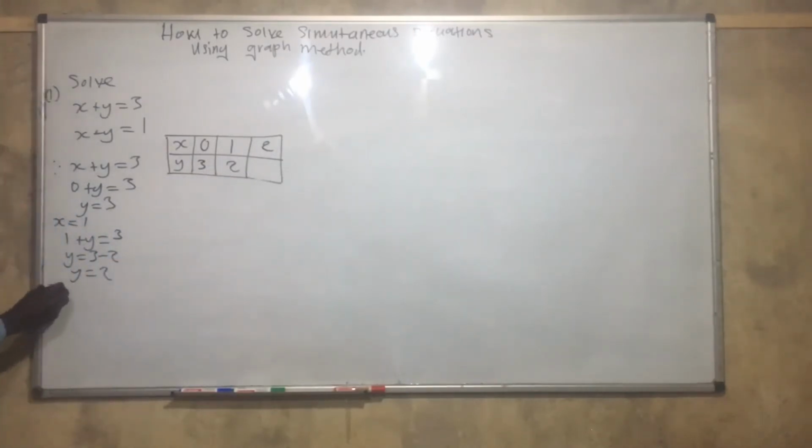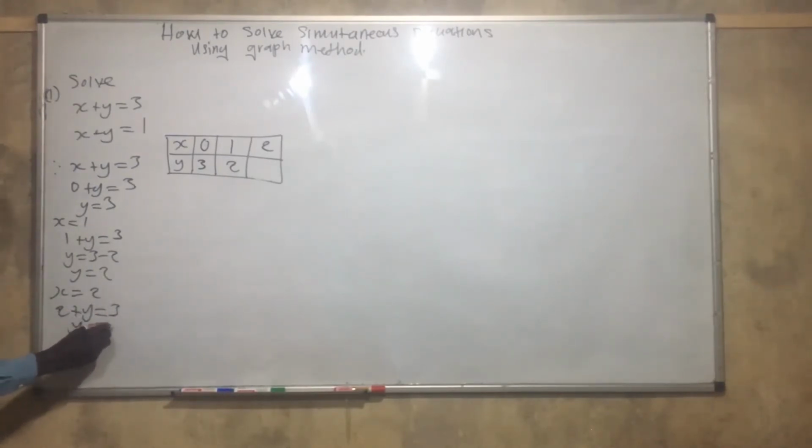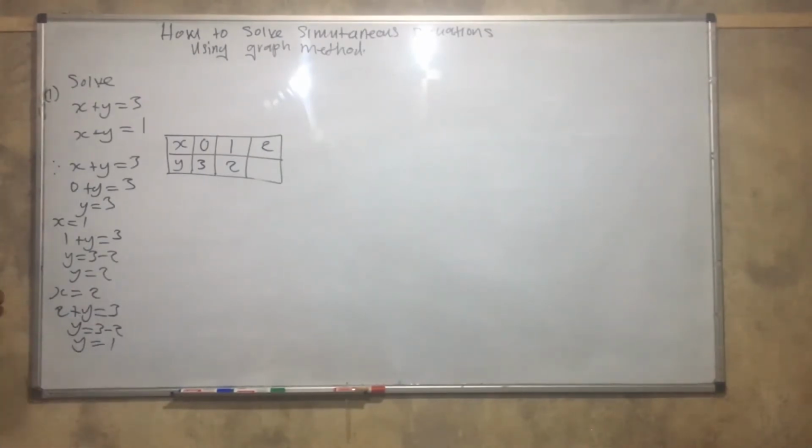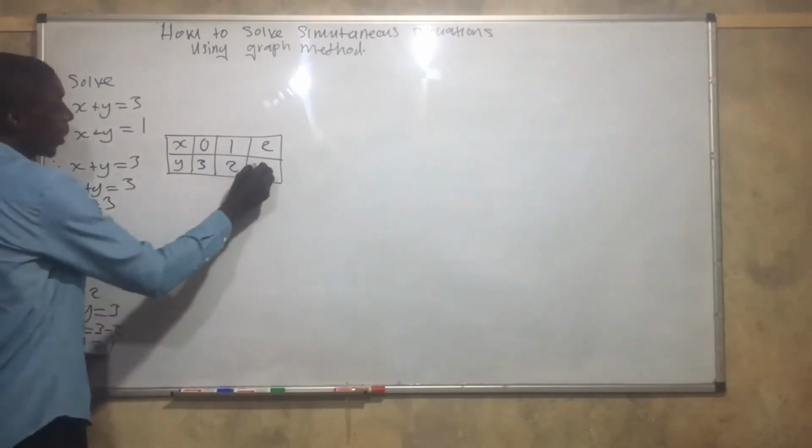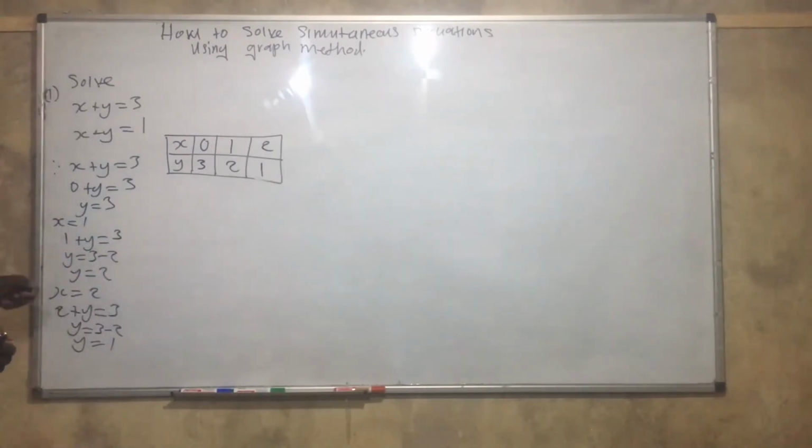We go to x is equal to 2. What will be the value of y? So we are saying 2 plus y is equal to 3. Y is equal to 3 minus 2. So y is equal to 1. So if x is equal to 2, then y will be 1. So we are done with the first equation.